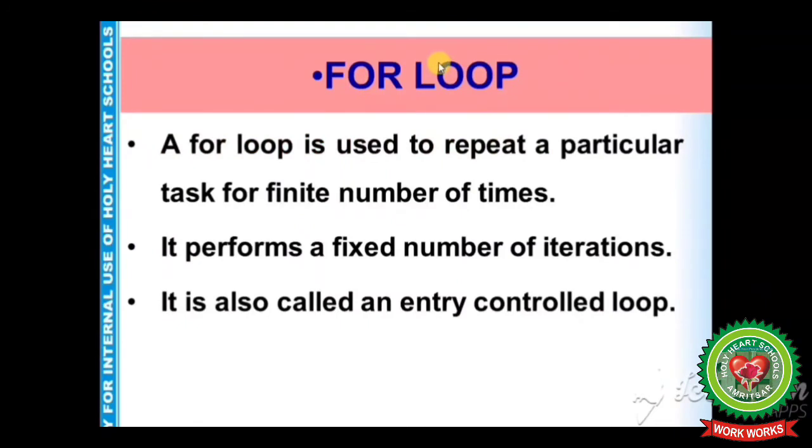Now, what is a for loop? A for loop is used to repeat a particular task a finite number of times. It performs a fixed number of iterations. It is also called an entry control loop because the body of the loop is executed only after the condition evaluates to true. The loop will never be executed if the condition is false in the beginning.